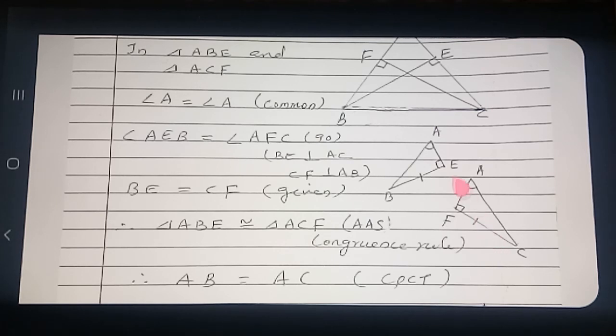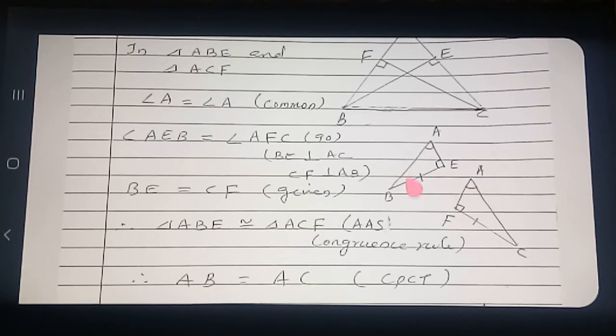So here which rule will we apply? Angle, side. Angle, side. So triangle ABE is congruent to triangle ACF. Writing, you should write AFC, not ACF, if you are writing AEB. So triangle ABE is congruent to triangle ACF. If you are writing AEB, then you write AFC. If you are writing ABE, then I can write ACF.